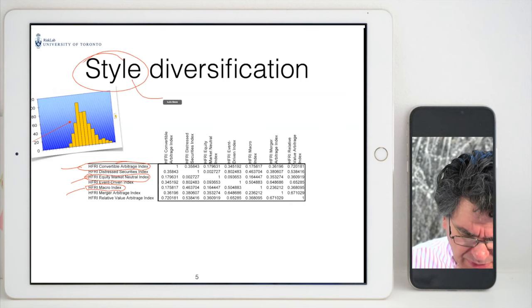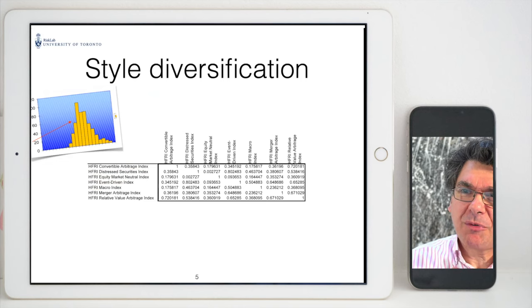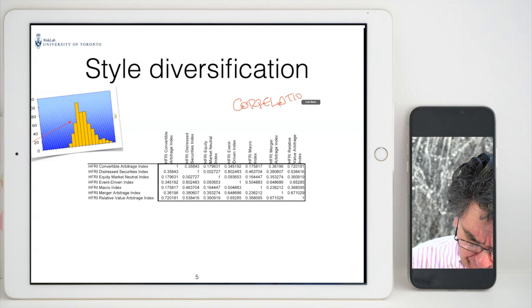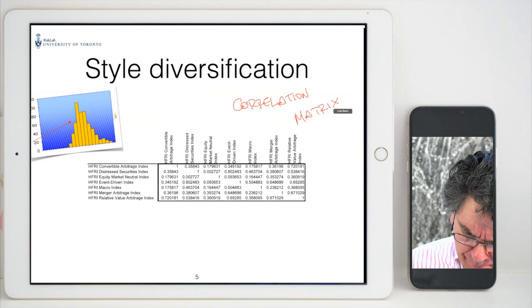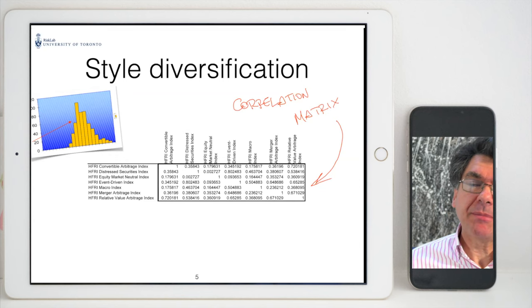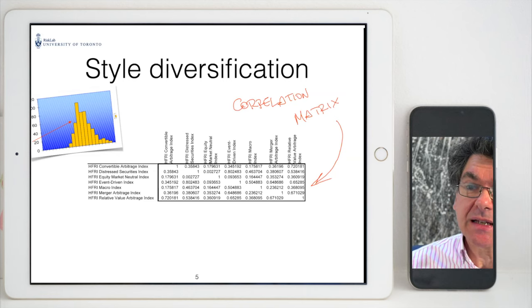So these investment styles can be analyzed in the following way. What I have here is the correlation matrix of these styles. This is the correlation matrix. Actually, one of the assignments that's coming up is for you to calculate this correlation matrix on your own. I did it some time ago. Now I'm going to ask you to do this correlation matrix on your own. It's an assignment that's coming.